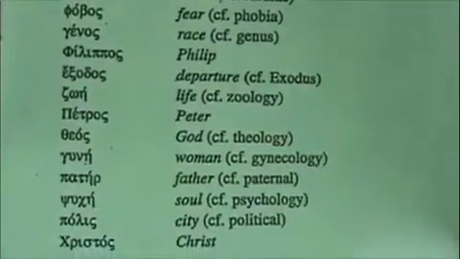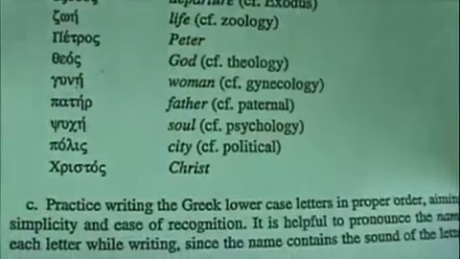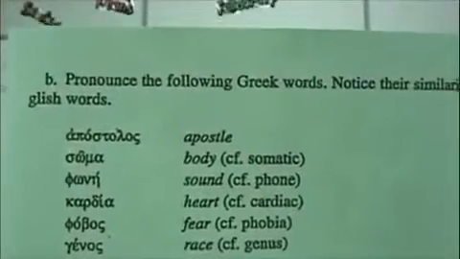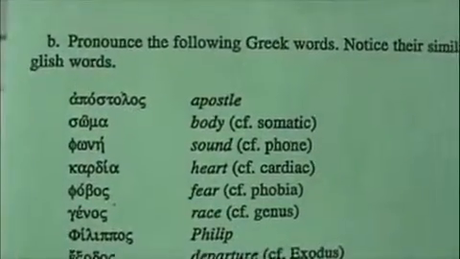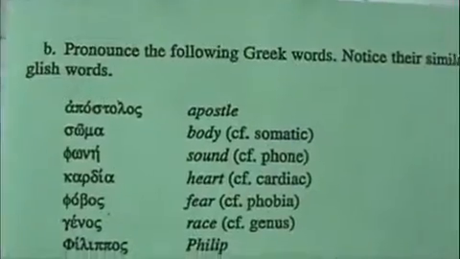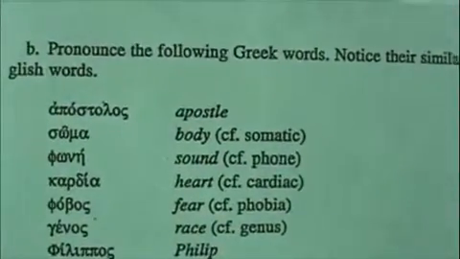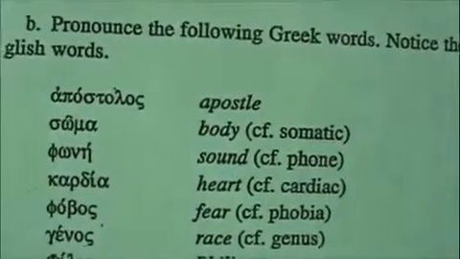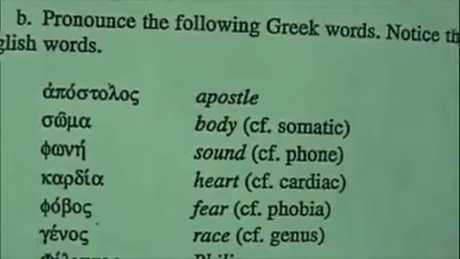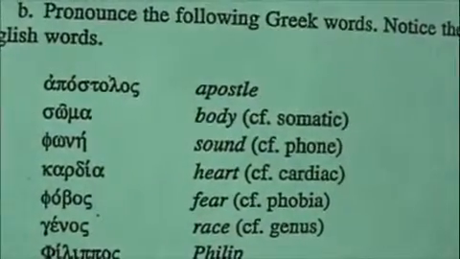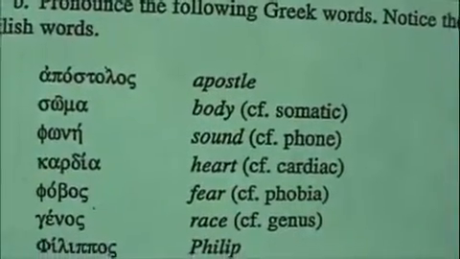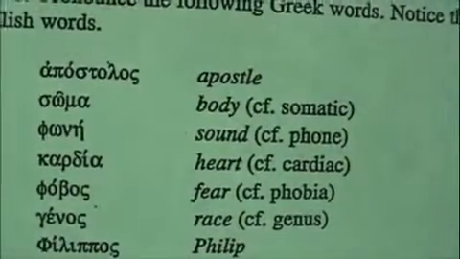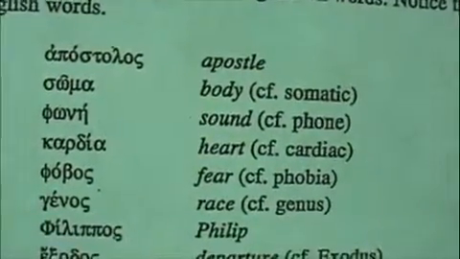So let's look at these words. The first word is apostolos. It is the word from which we get our English word apostle. Look at the letters: alpha, pi, omicron, sigma, tau, omicron, lambda, omicron, sigma. Look at them and pronounce them. Apostolos. All right, everybody pronounce it after I do. Apostolos. You've pronounced the Greek word for apostle.